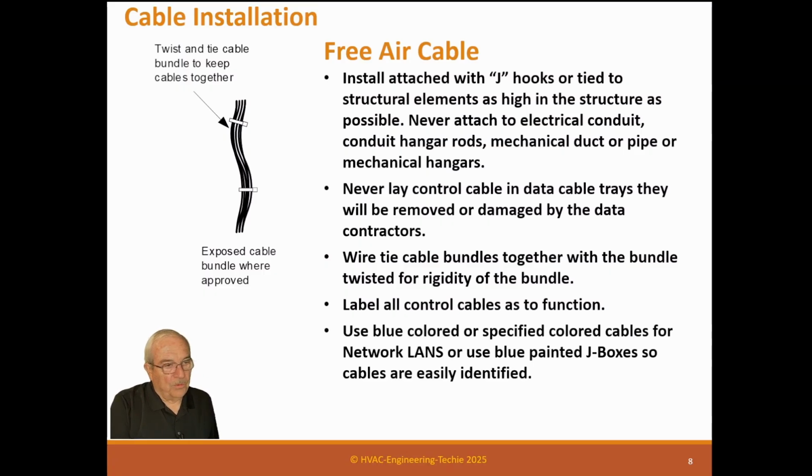Normally we use blue for a control cable, but you need to check your job specs because they may have a specific color for your cables, and you'll need to adhere to that. But normally we use blue colored or specified color cables for the network LANs, or use blue painted J-boxes or cables that are easily identified. What we're trying to do is make sure people can identify your cable, and so we can use colors to do that.